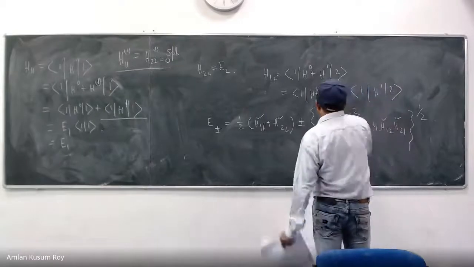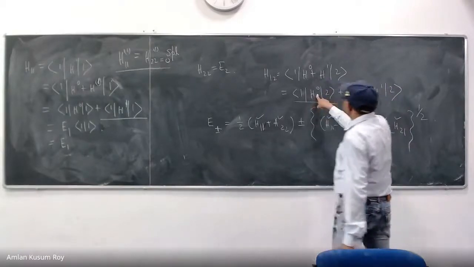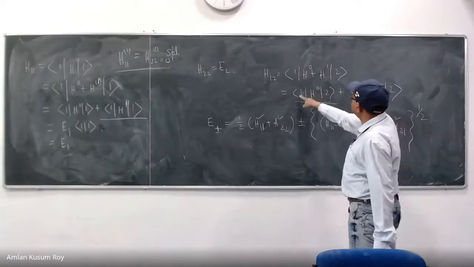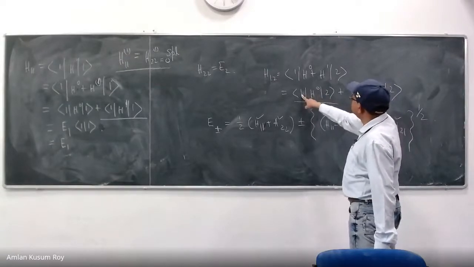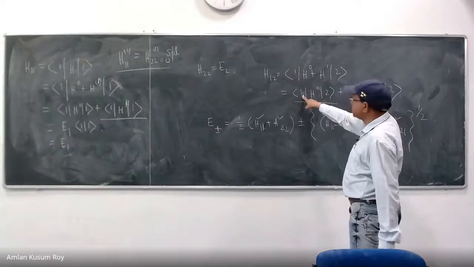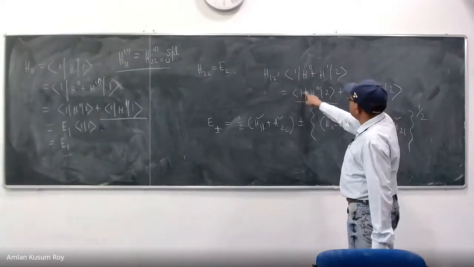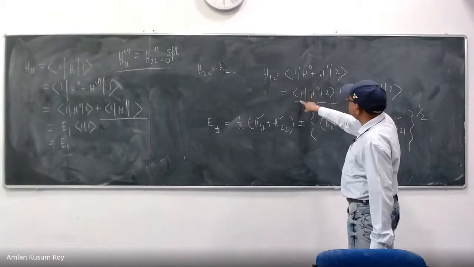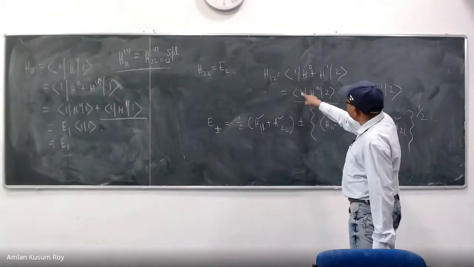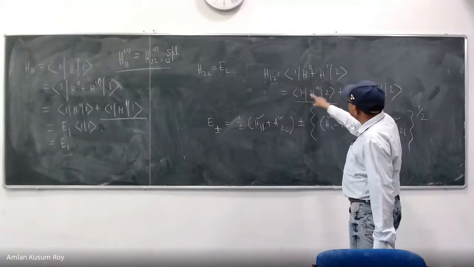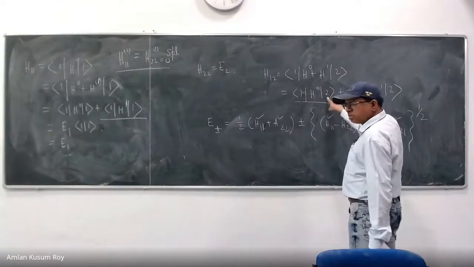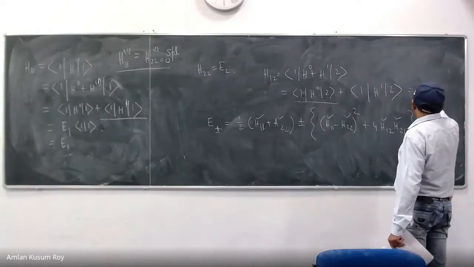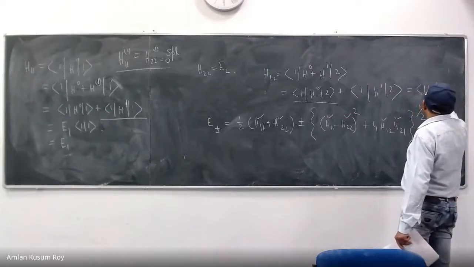Okay, but you see that you can use ψ1 H ψ2 equal to H12, and H0 ψ1⁰ is E1⁰ ψ1⁰. That means E1⁰ times the overlap of ψ1 and ψ2. That means it is orthonormal, so it is 0. So this term is 0. That means I am left with H12.